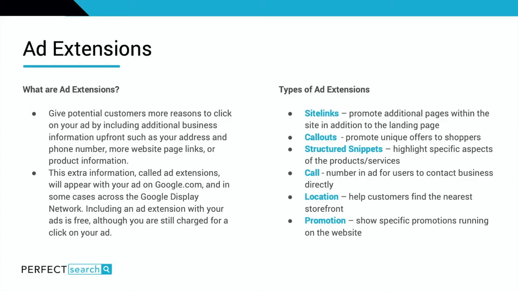A call extension just includes your phone number. And within Google, you can set up call tracking as well, so you can track those calls. Additionally, you can link up Google My Business with your Google Ads account, and then you're eligible to show your location and address information as well. And then also promotion extensions. For any e-commerce client, they can add additional promotions, things like 50% off your order.